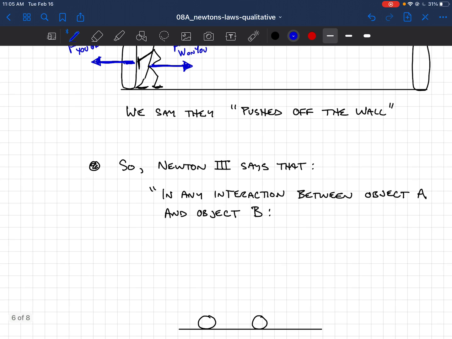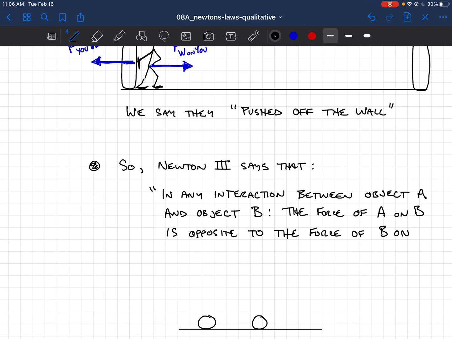So let's write this down. It says, in any interaction between object A and object B, the force of A on B is opposite to the force of B on A. And what we can say there in equations is, I guess I said it the other way around, the force of A on B is equal to minus the force of B on A.